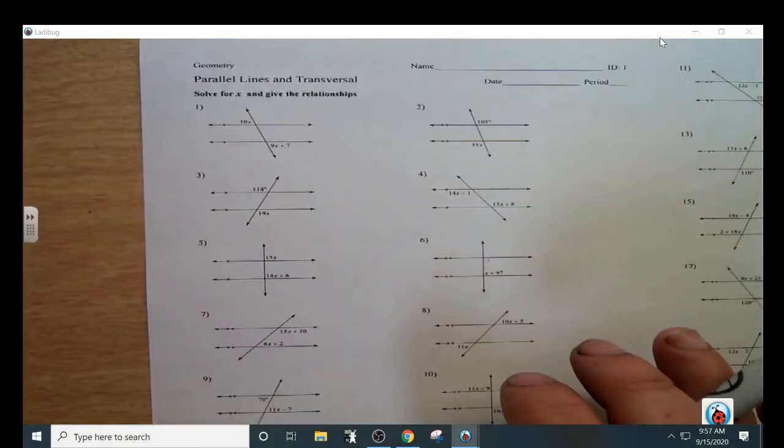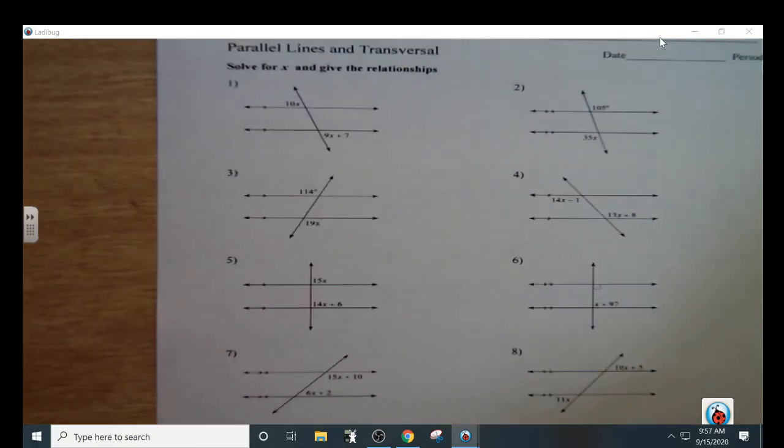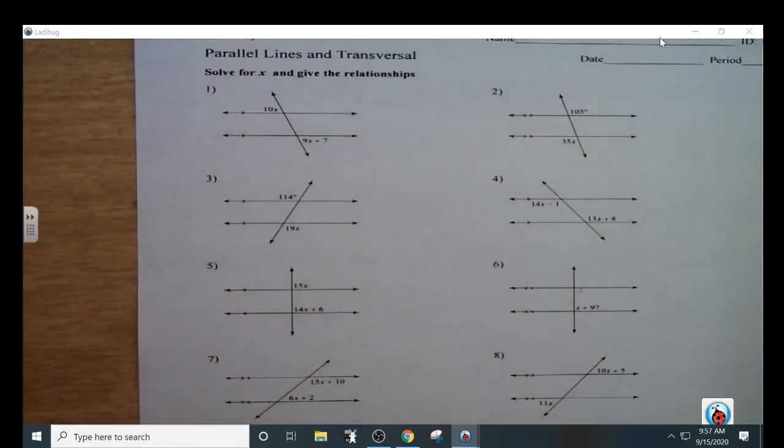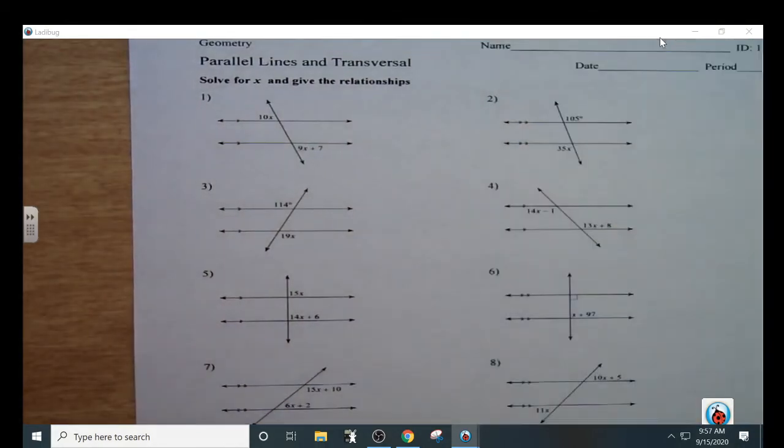Okay, guys. So, how many people vaguely remember doing this? You've probably done it at least twice. Okay, so now what it wants you to do is solve for x and get the relationship. Now, we're looking at number one.